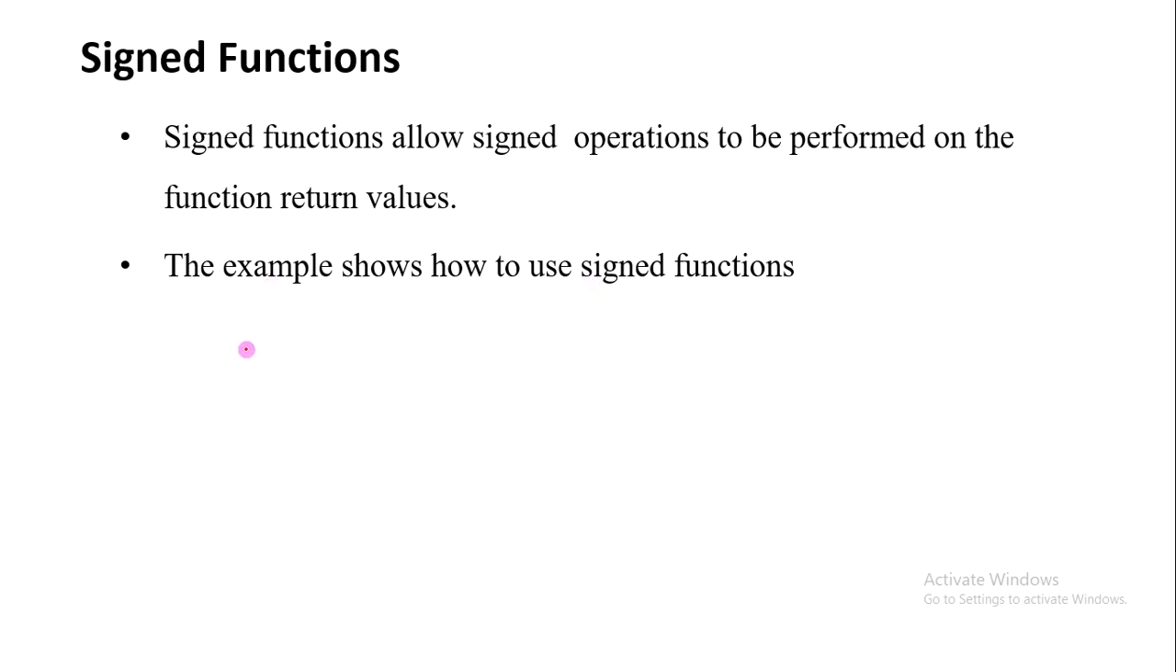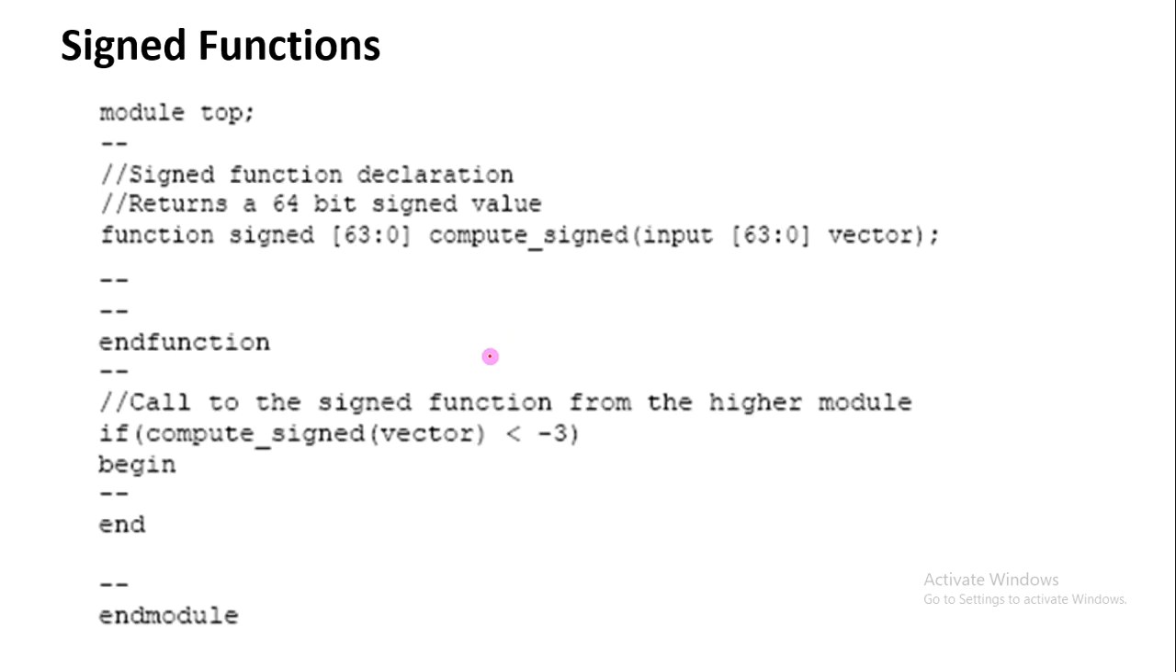Next we shall understand the signed function. A signed function allows signed operations to be performed on the function's returned values. So signed operations will take care of the sign bit. Let us look into an example. Here I have an example of module top. This returns a 64-bit signed value. Here is how it is declared. Compulsorily you need to use the keyword signed. 64-bit vector. Compute signed. I am passing an input of a 64-bit vector.